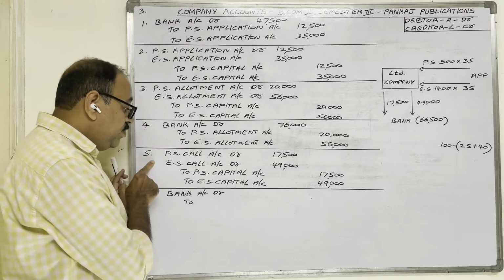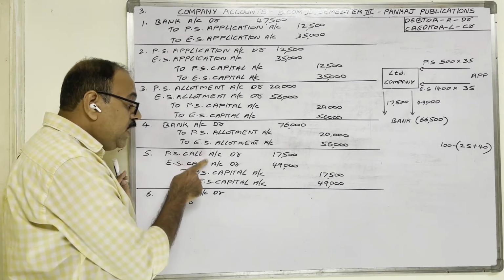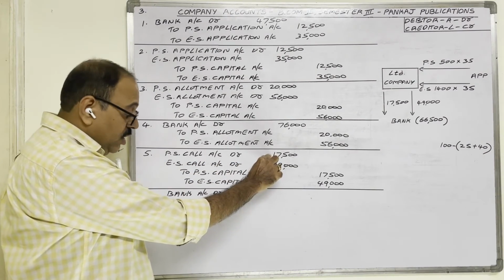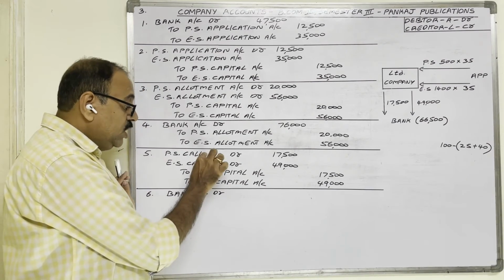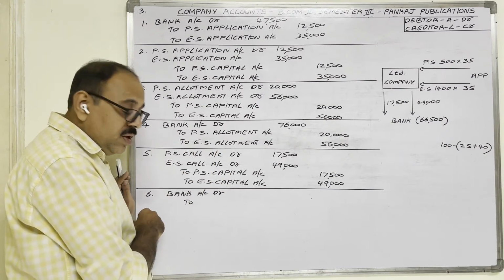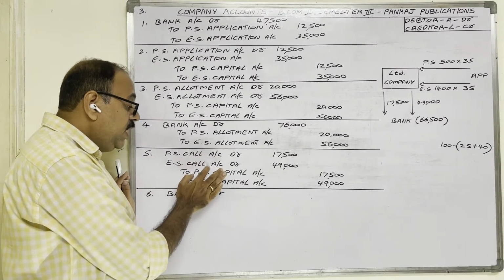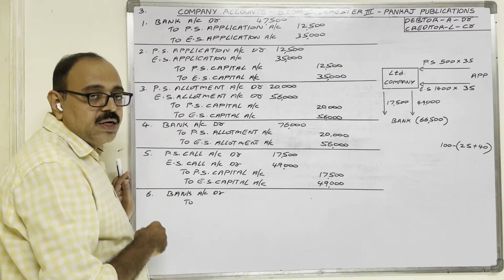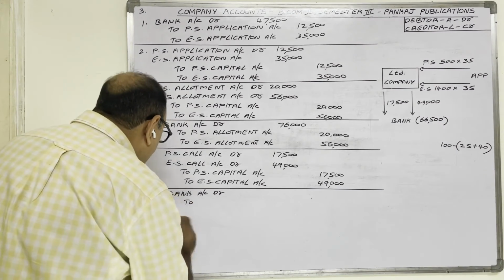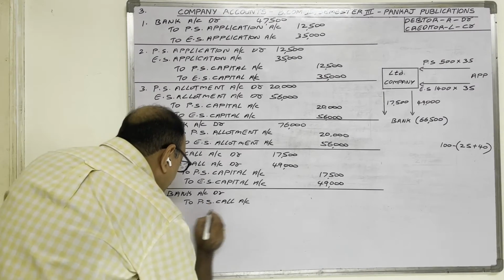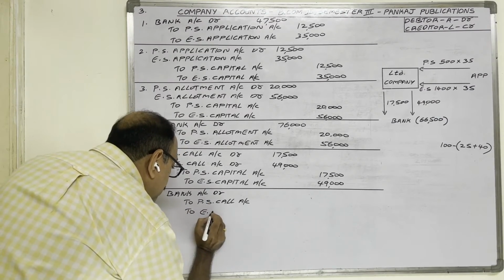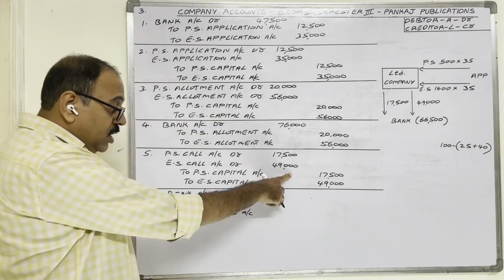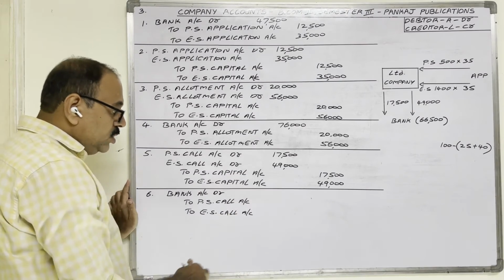See this fifth entry. Here we wrote that applicants are debtors to us. They have to pay amounts to us. When they paid those amounts, now these debtor accounts we have to cancel. In the fifth entry, by debiting we created the debtor accounts. If you want to cancel them, you have to credit. Therefore, we should credit the preference share call account and the equity share call account. We created them with 17,500 and 49,000. Therefore, we have to close them with the same amounts.